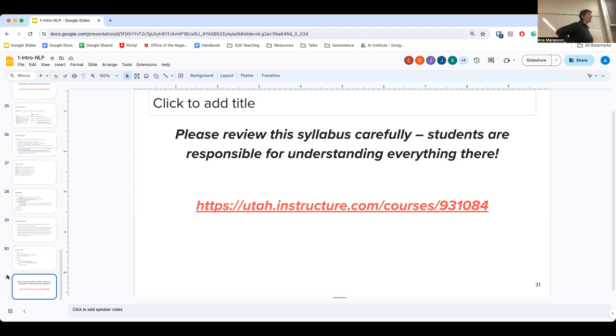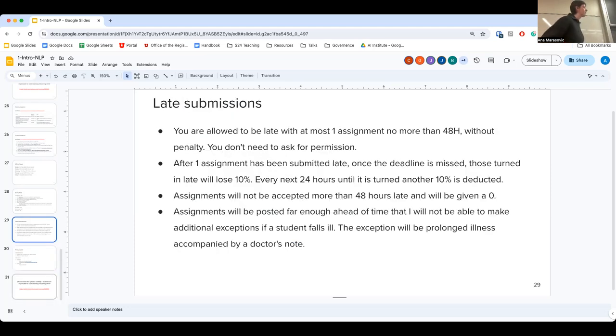Okay, which brings me back to this slide that you should read the syllabus very carefully. Again, you are responsible for everything there, but I'm now reminded that I did skip this one. In terms of your late submissions, you can be late up to 48 hours. Up to 24 hours, you get a 10% deduction, 24 to 48, a 20% deduction. However, you can be late with one assignment, no questions asked. You don't need to ask permission, and we will still consider your full points there. So for one assignment, if something happens, you're just late, don't worry about it. But every other assignment gets this deduction, and we won't take any assignments that are more than 48 hours late.